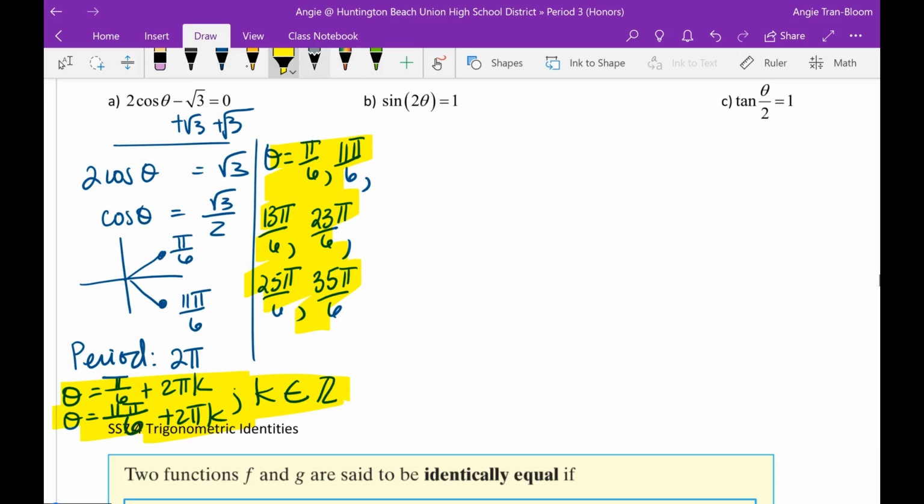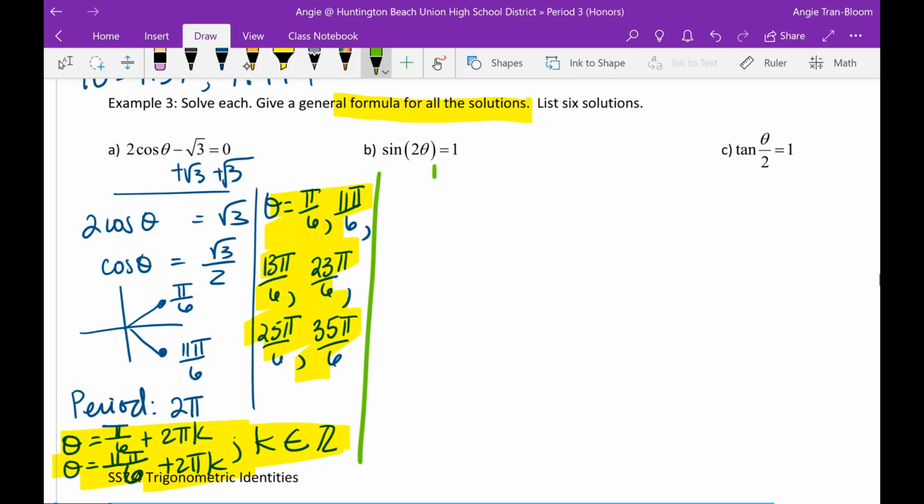B says solve for theta. Sine of 2 theta equals 1. So straight up, where would you have that angle at? Where is sine equal to 1? Pi over 2. So pi over 2. So 2 theta equals pi over 2. True or false? That means 1 theta is pi over 4. I need an equation.